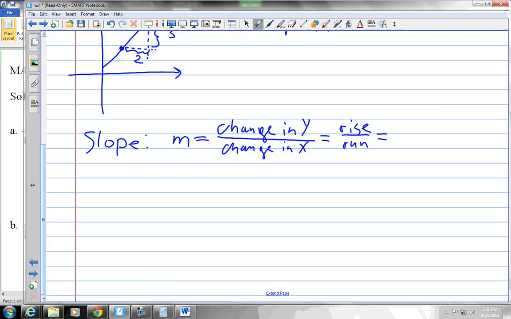Do you know a cute mathematical way to represent the word change? Yeah, capital delta, very good. So I can write it as delta y over delta x. So we use capital Greek delta to stand for change. Okay? And if you have 2 points, then you just subtract the y values, y2 minus y1 over x2 minus x1. So that's the official mathematical formula.